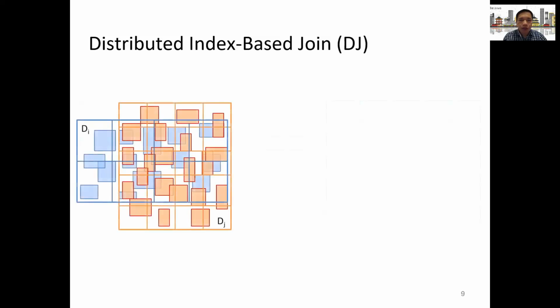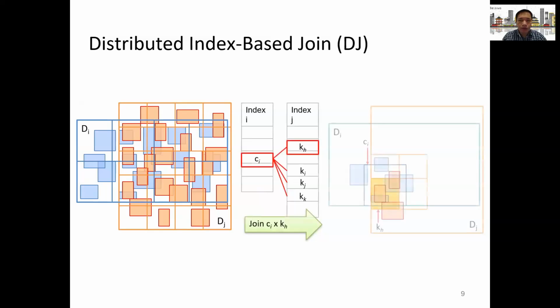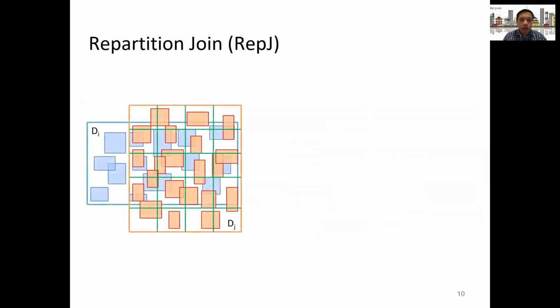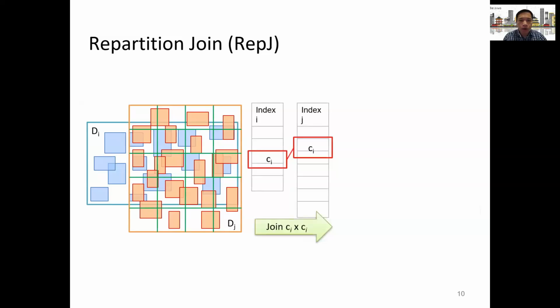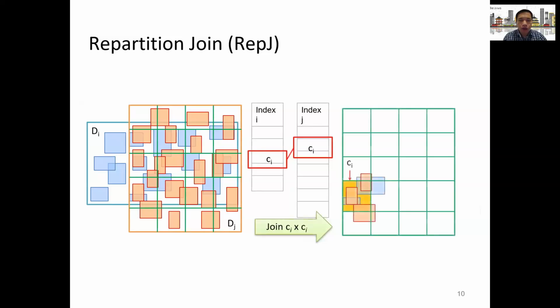The distributed index-based join indexes each input dataset separately. Then it only runs the join algorithm on the splits which overlap each other. This strategy helps us to avoid unnecessary computation for the splits which are not overlapping. The last join algorithm we consider is repartition join. Repartition join splits the second dataset using the index of the first dataset, then it joins the pairs of splits which are in the same cell.